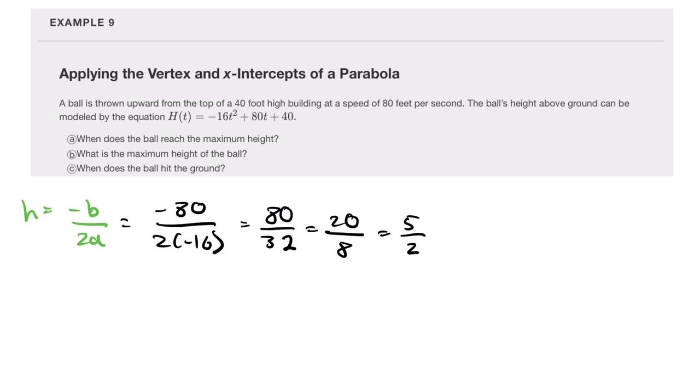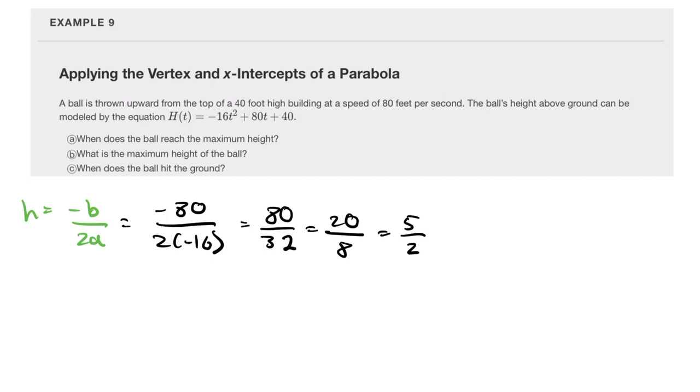Siri, what's 80 divided by 16? 80 divided by 16 is 5. Okay, yeah, I think we're good. So they were both divisible by 16.